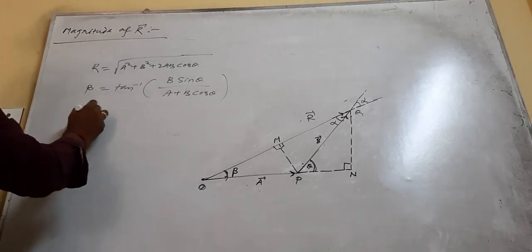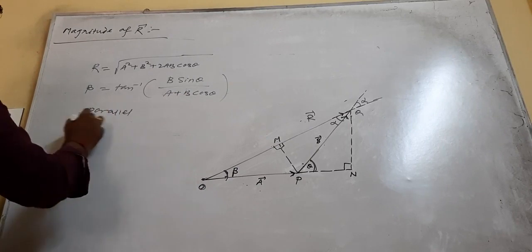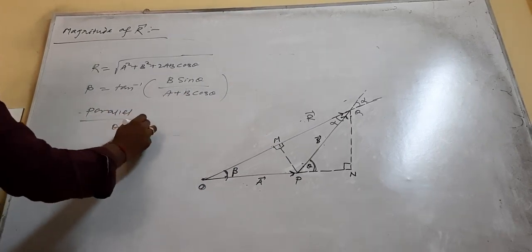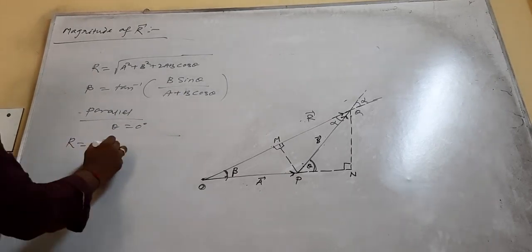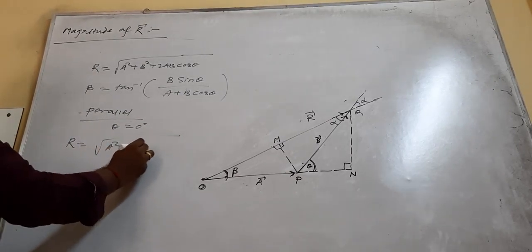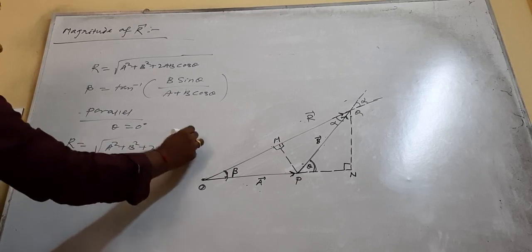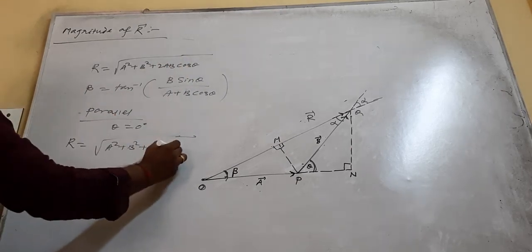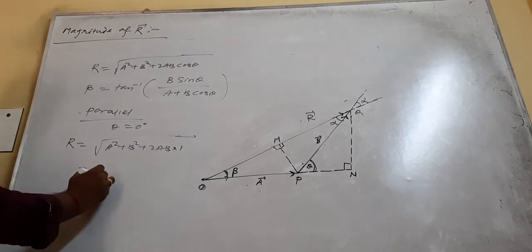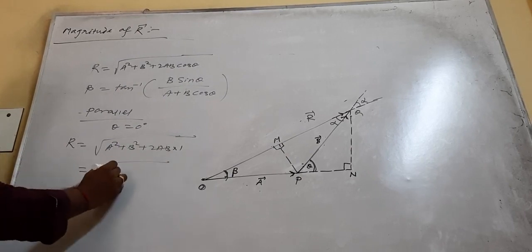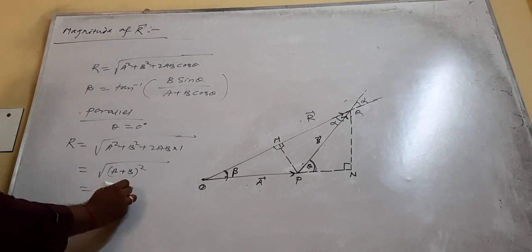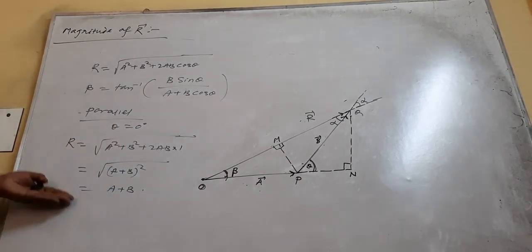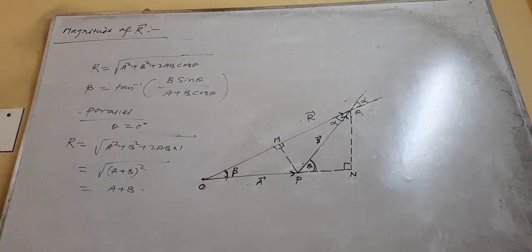If two vectors are parallel vectors, that means theta is equal to 0 degree. Then what will be the resultant? R is equal to root over of a square plus b square plus 2ab cos theta. Cos 0 degree is 1, so that is root over of a square plus b square plus 2ab, which is a plus b whole square, equal to a plus b. It is the magnitude of the resultant vector.